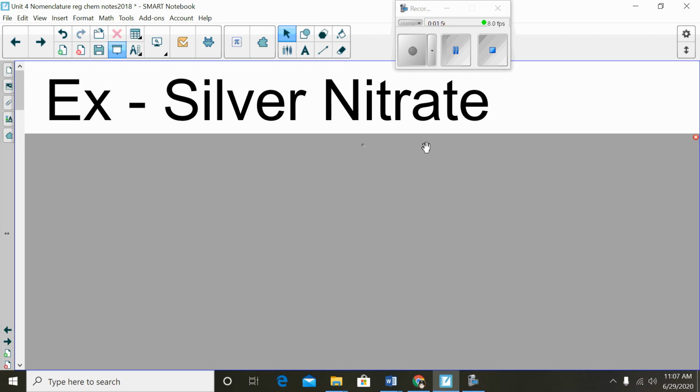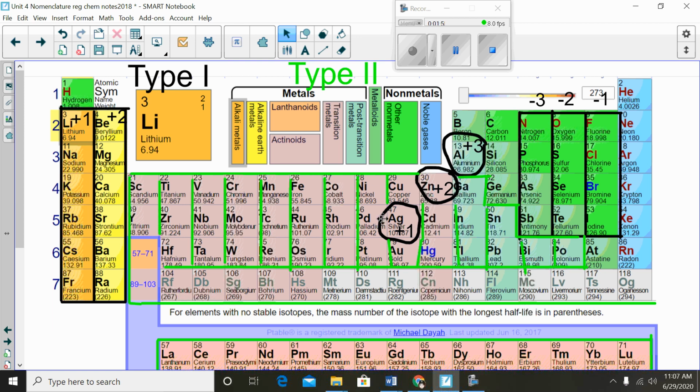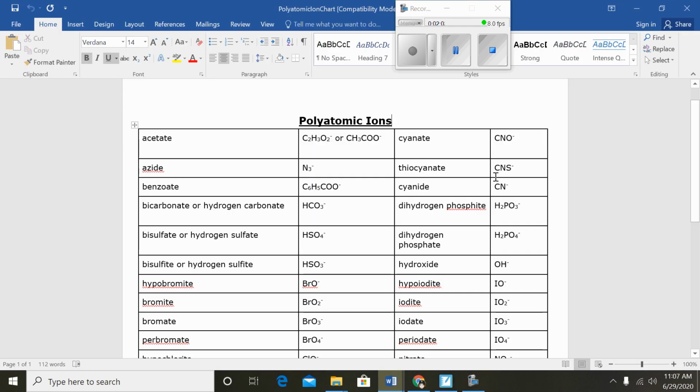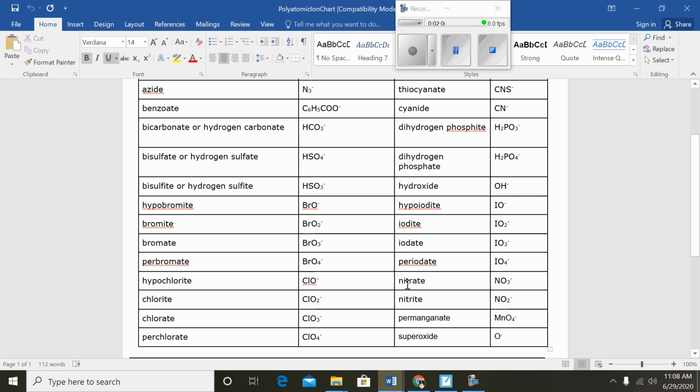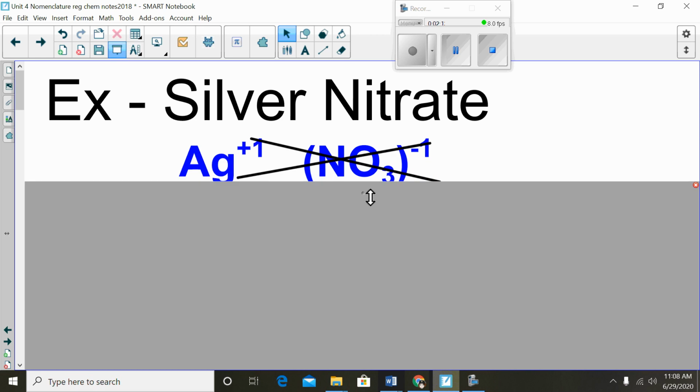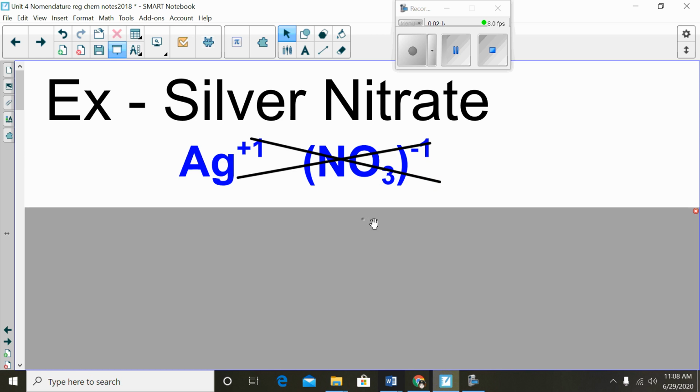Silver nitrate. So silver, you have to look on your table, has the formula Ag, and it's type 1, so we know the charge. There's no Roman numeral written, so it's Ag +1. Now nitrate, you have to get used to looking on this chart. Nitrate is over here, and the formula is NO3 -1. So when I'm originally writing these down, I like to keep my polyatomics in parentheses, but you will not always need that parentheses in the final formula. So I will let you know when it's necessary.